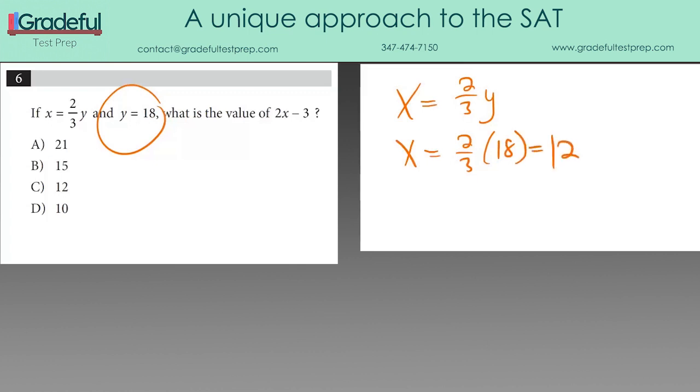That's just 12. So we now know that x is 12, and we can plug that in to 2x minus 3. So that'll be 2 times 12 minus 3. 2 times 12 is 24, so 24 minus 3, and the answer to that is 21. So the answer for 6 is A.